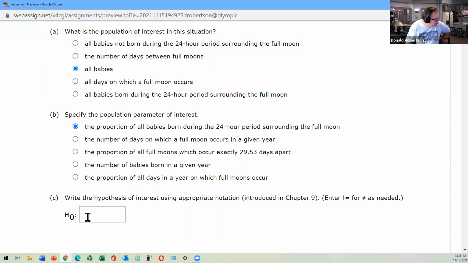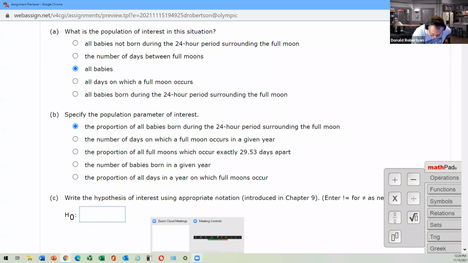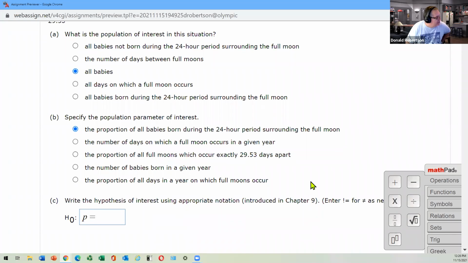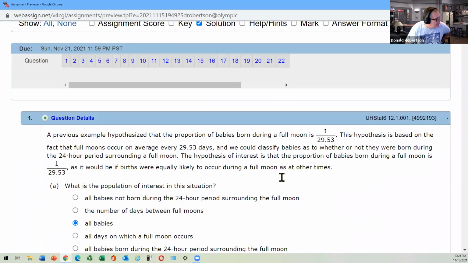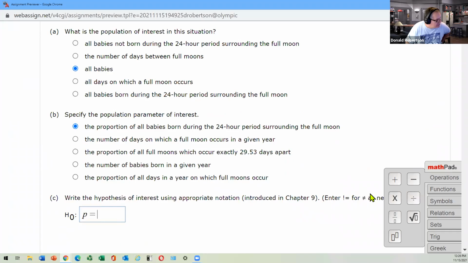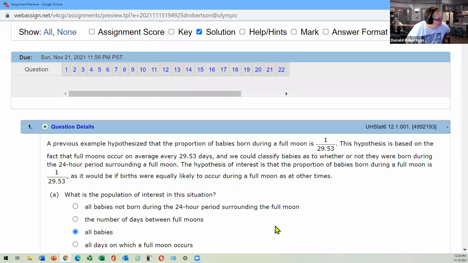Now, what would the null hypothesis be here? Well, wouldn't that be P equals 1 over 29.53? I wonder if I can copy that. No, I can't. So it's going to be a little fraction button, 1 over 29.53.